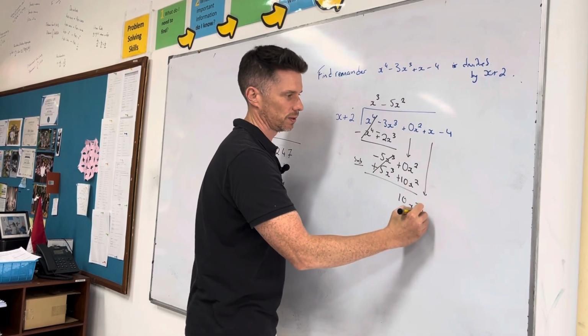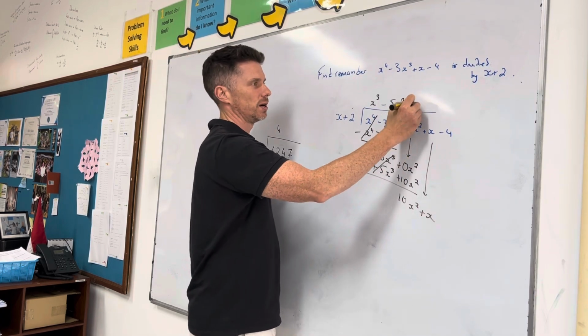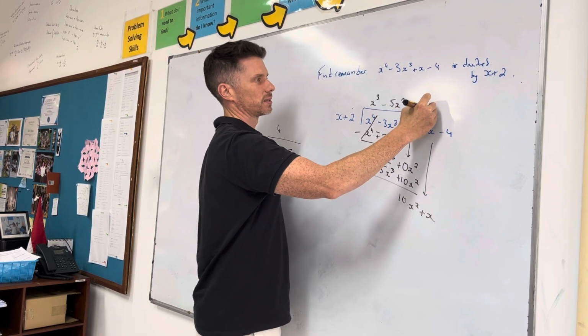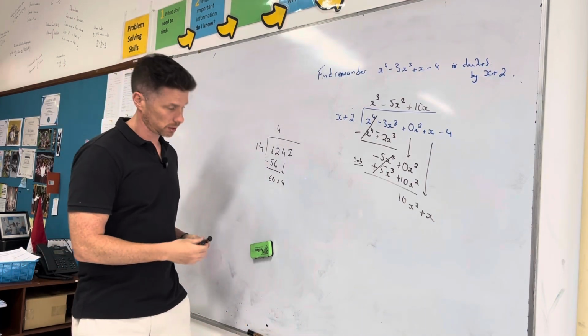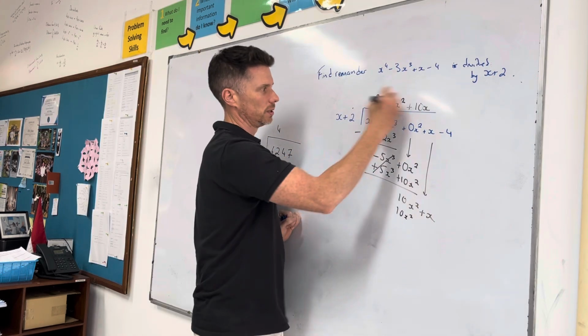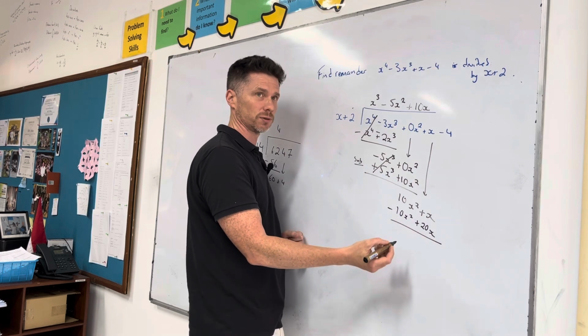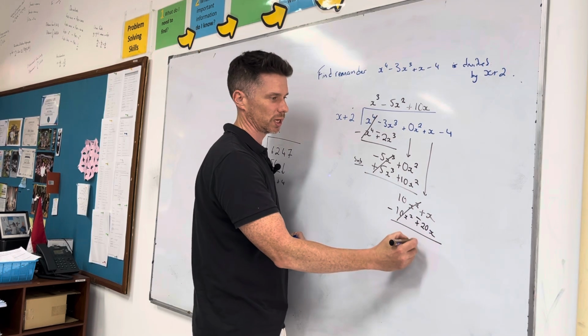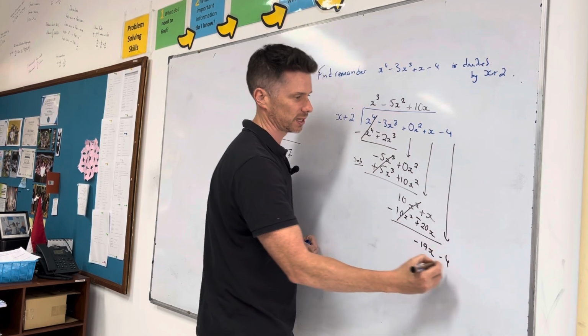Bring the x down. Start the process again. X times what gives 10x squared? It's 10x. Right, multiply both. So I get 10x squared plus 20x. I need to subtract to find the remainder. This becomes minus. We get minus 19x. Bring down the 4, and now we're at the last stage.